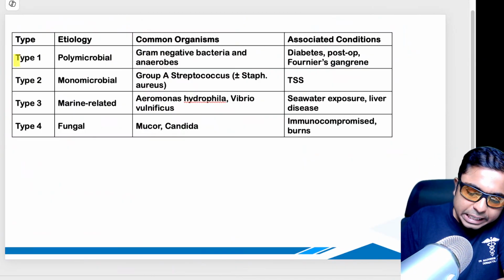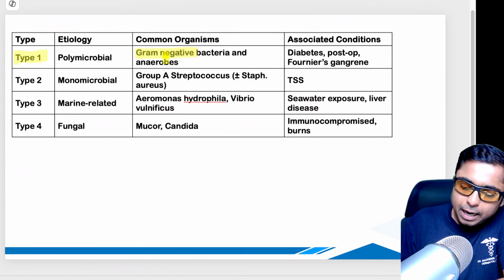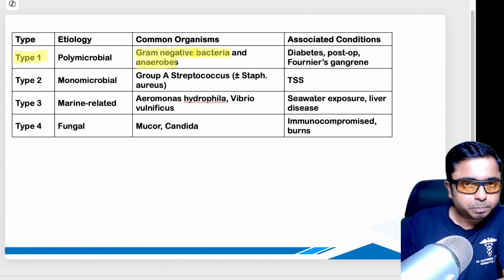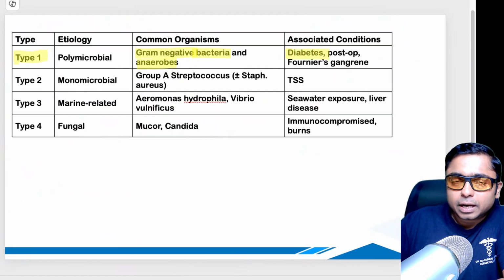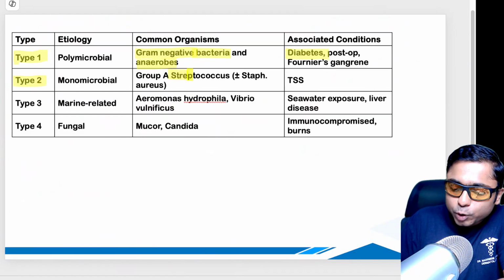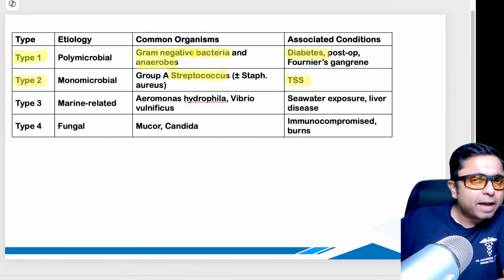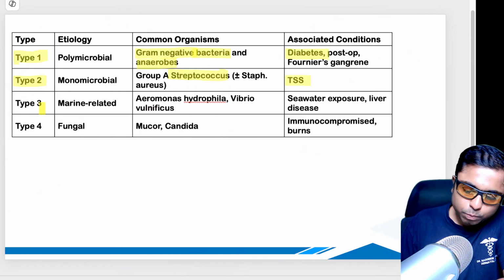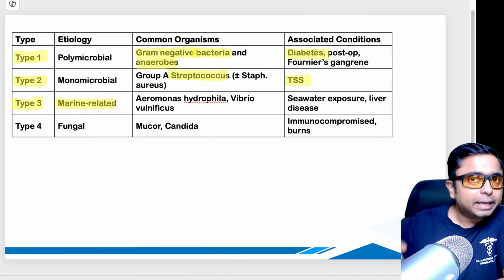Type 1 is associated with polymicrobial involvement, where there can be gram-negative bacteria and anaerobes, usually seen after surgery and also in diabetes. Type 2 is associated with streptococcus. Here you can also see the patient having an association with toxic shock syndrome. Type 3 is associated with marine related organisms.